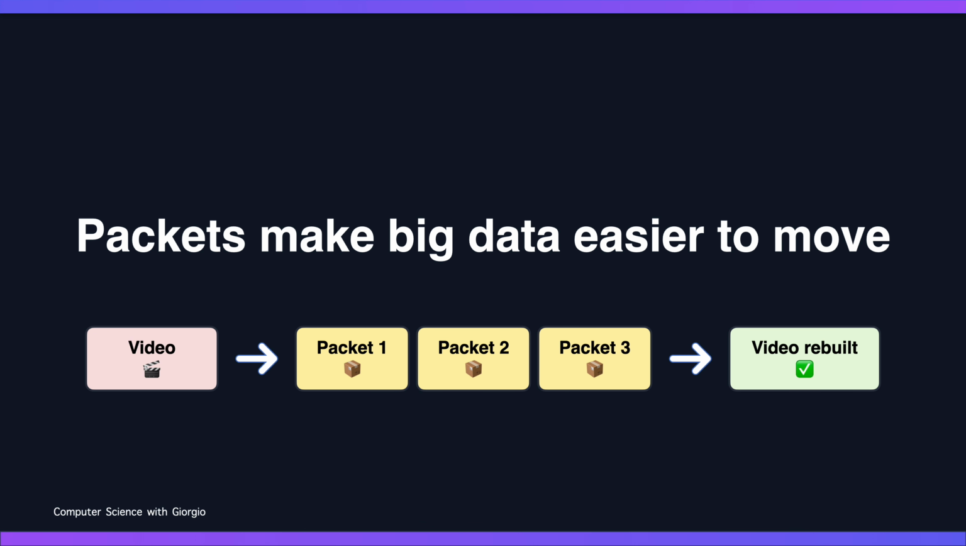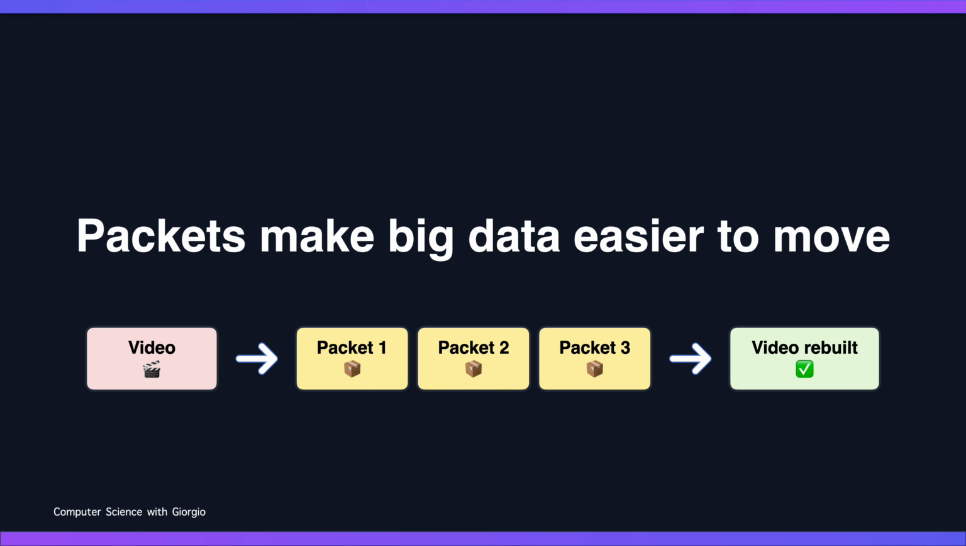Imagine watching a video. The video is not sent as one giant block. That would be difficult to move. Instead, the video is split into packets. Packet 1, packet 2, packet 3, and many more. These packets travel to your device. Then your device rebuilds the video. That's why the video appears on your screen.